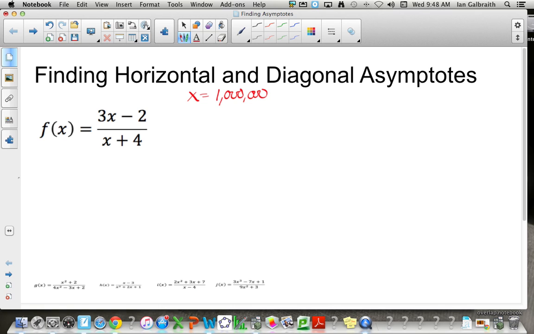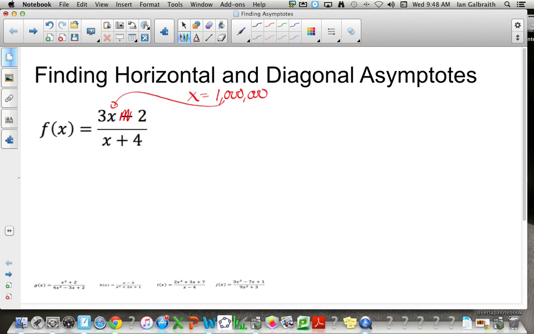Now, a little bit of a thought experiment here. If I put 1,000,000 in here for x, now my numerator is 3,000,000 take away 2. And I might ask you this question. If you had $3 million and I took away 2 of those dollars, is that going to make you very sad? The answer is probably not, because relatively speaking, $2 is very insignificant compared to 3 million. So you might say, okay, the difference between 3 million and 3 million take away 2, no big deal.